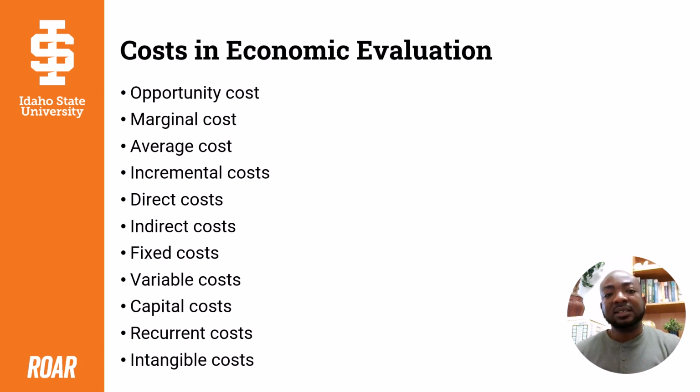Marginal cost is the extra cost of producing one more unit of an output, that is, the extra cost of increasing activity by 1 unit. Average cost is the total cost of a good or service divided by the number of units of output produced. Incremental costs reveal the cost of switching from one treatment option to an alternative treatment option and are sometimes confused with marginal costs in the published literature.